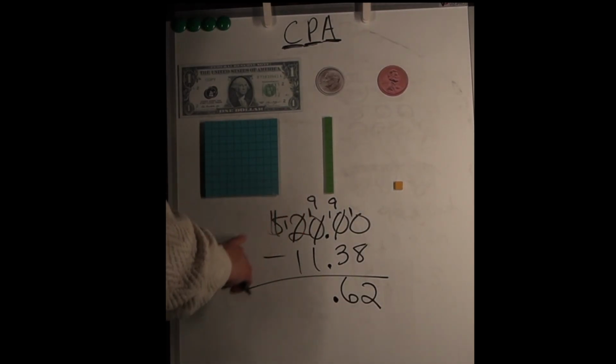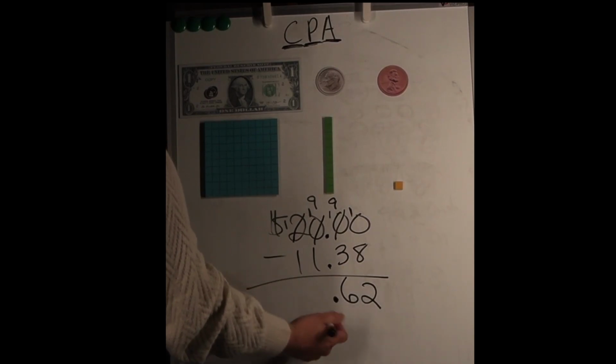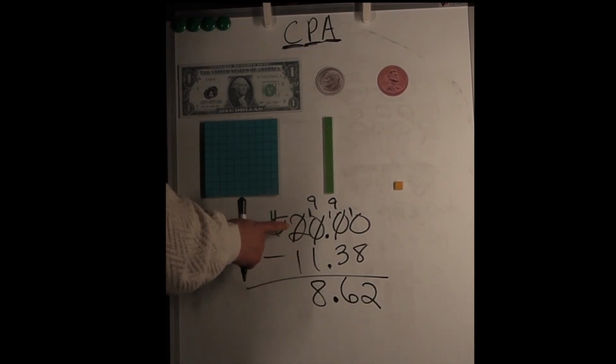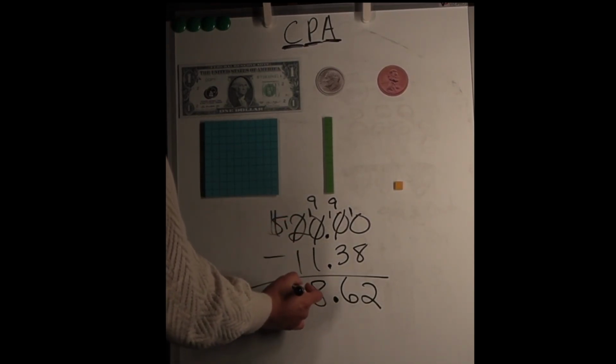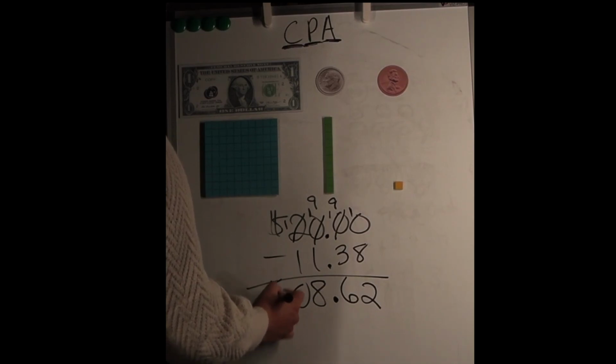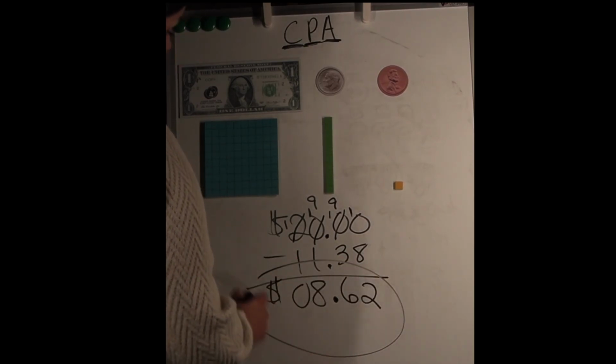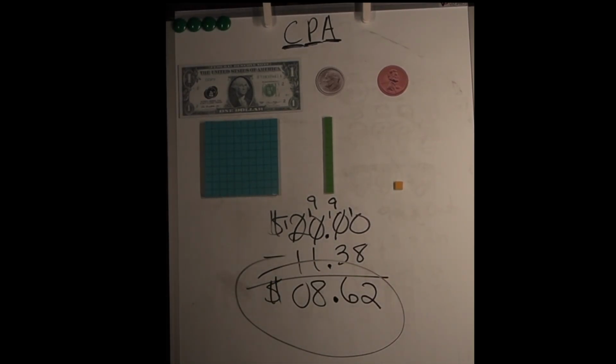And then you have 9 ones minus 1 one, and that's 8 ones, and then 1 set of 10 minus a set of 10. There are no more sets of 10. So the change the person would get back is $8.62. And there's a lot of conversations that can happen in there with students.